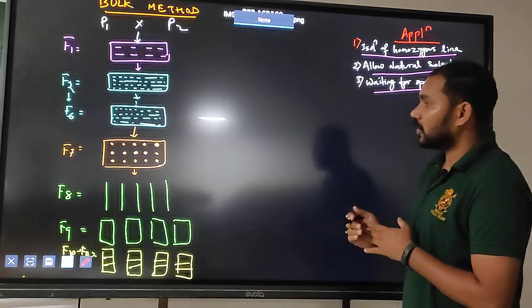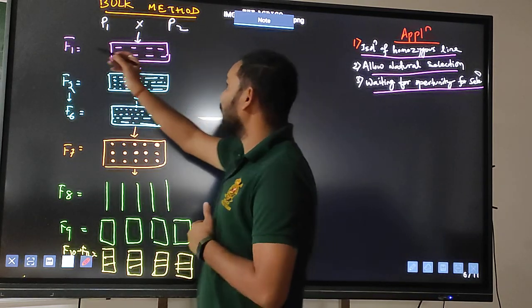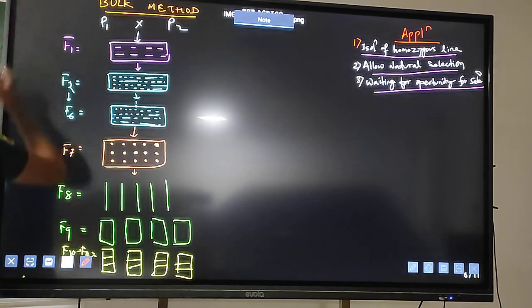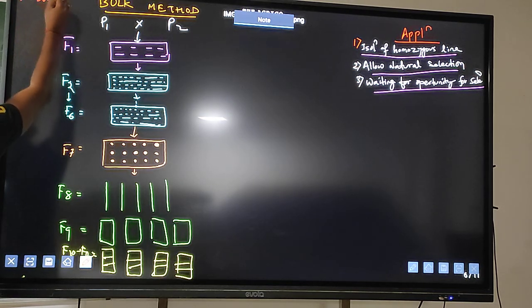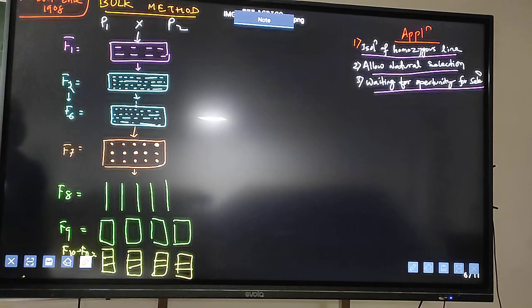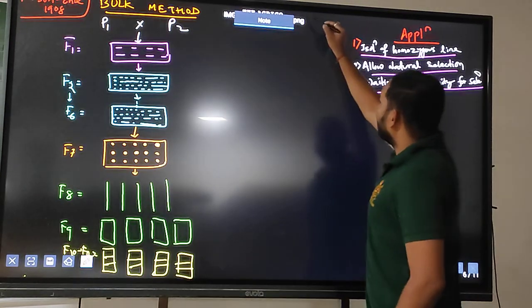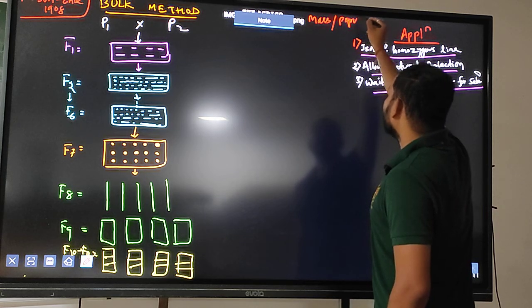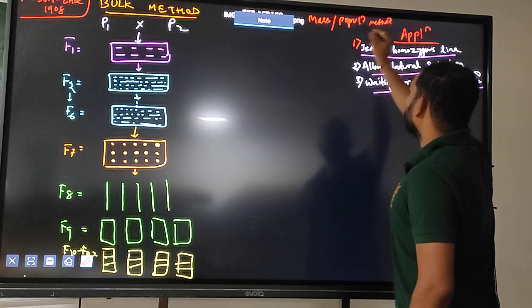So in case of the bulk method of breeding, first of all, the bulk method of breeding was given by the scientist Nielsen L. in 1908. If I will say what are the synonyms, it is also known as the mass method of breeding, or we can say the population method of breeding. This is also known.